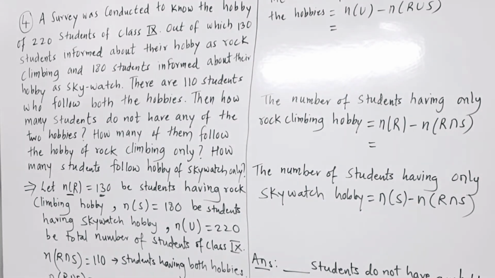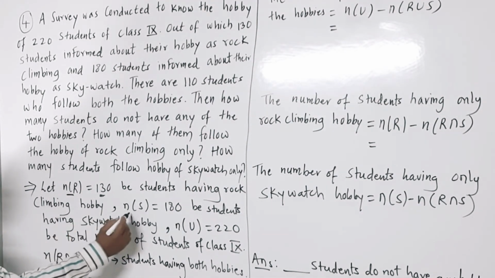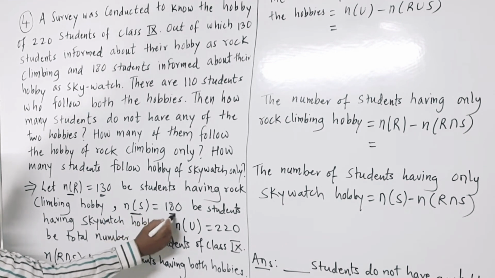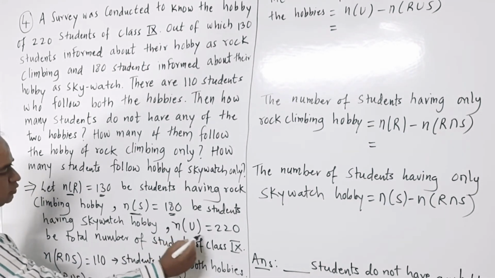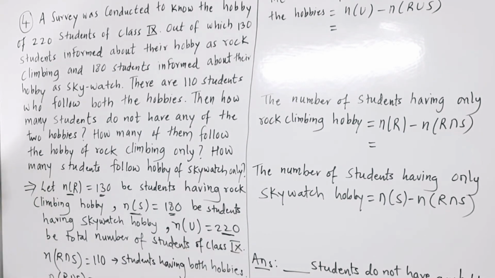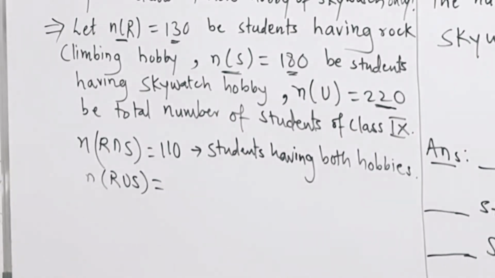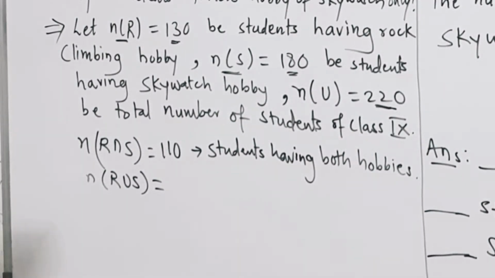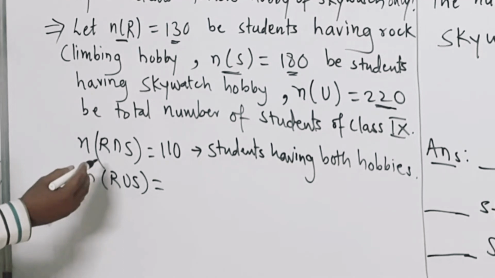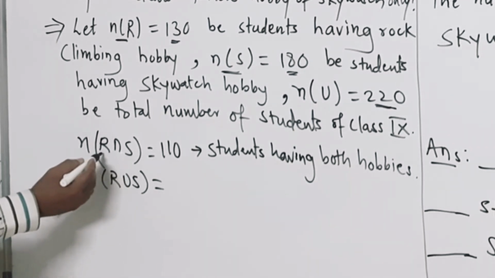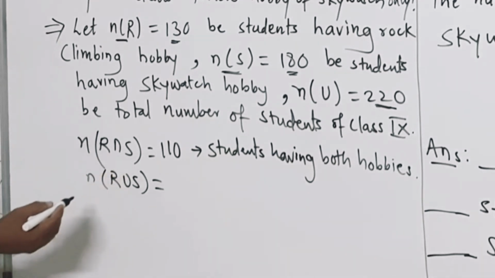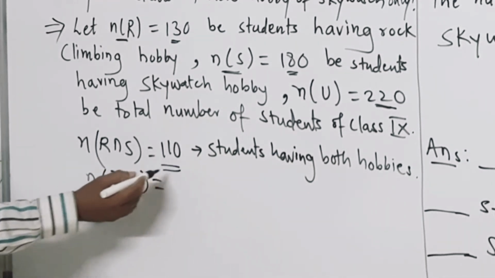The number of students who have the hobby of skywatch, that is n(S), is equal to 180. The total number of students, that is the universal set, n(U), is 220 students in class 9. The number of students who have both rock climbing and skywatch as hobbies is 110.